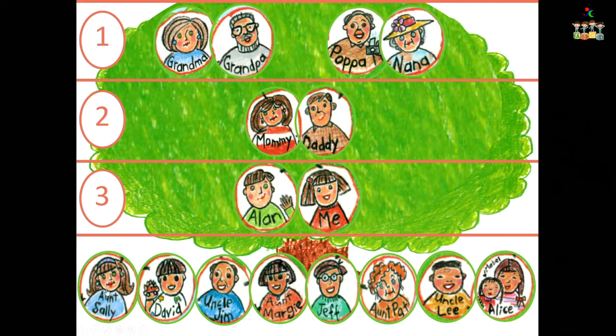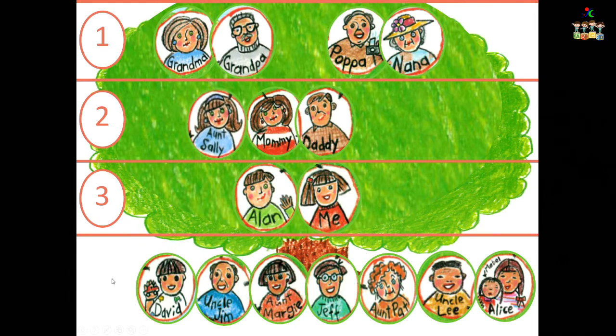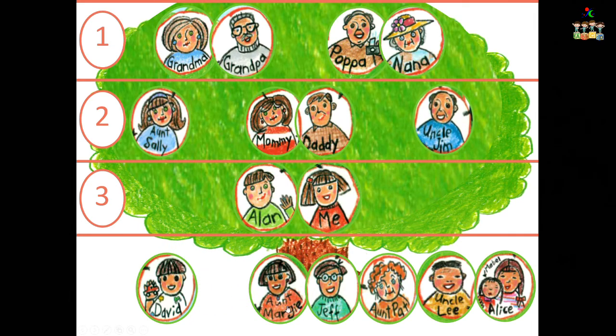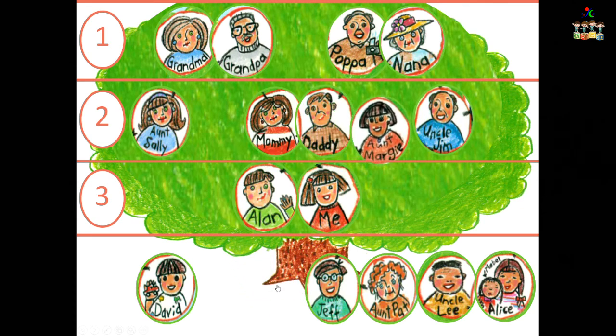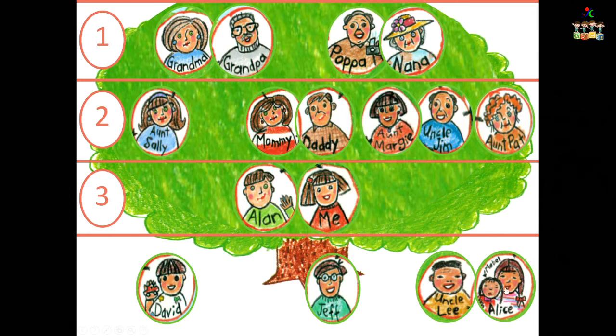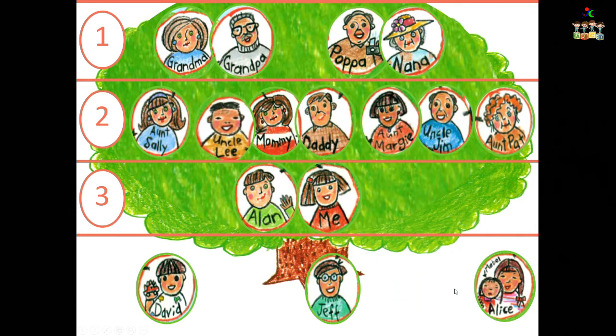So, Aunt Sally, Uncle Jim, Aunt Margie, Aunt Pat, and Uncle Lee. They all go in line number 2 with mommy and daddy.